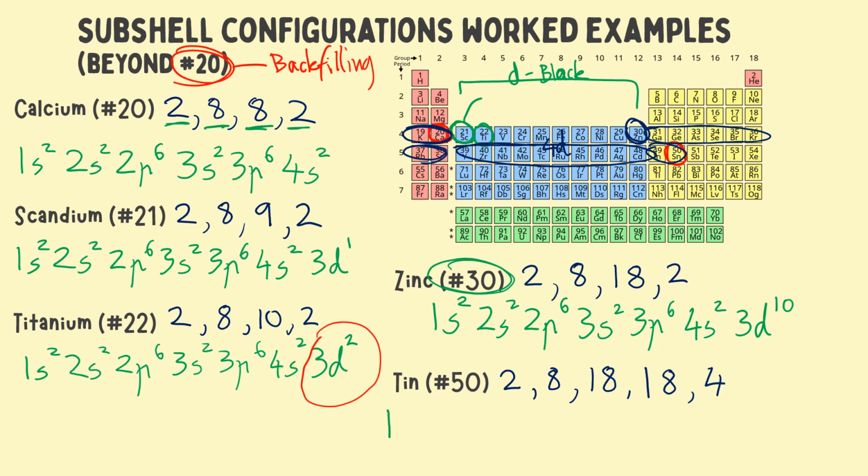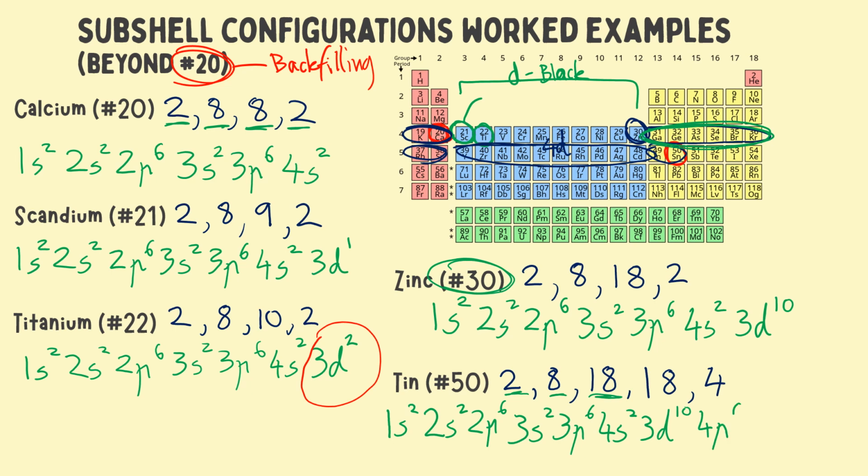So let's write the subshell configuration. 1s is full, then the 2s and the 2p, then the 3s and the 3p, then the 4s, then we come back and backfill the 3d, which has 10, so our third shell is now finished. Then we continue the fourth shell, so we're continuing the 4p over here. 4p, and p can hold 6. And you can see we keep working along the periodic table to work out where we're filling.